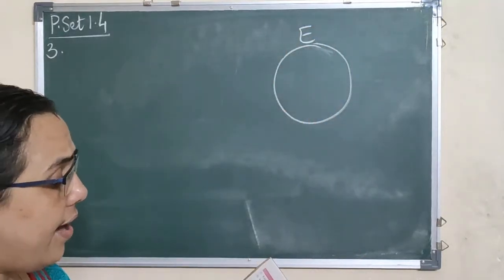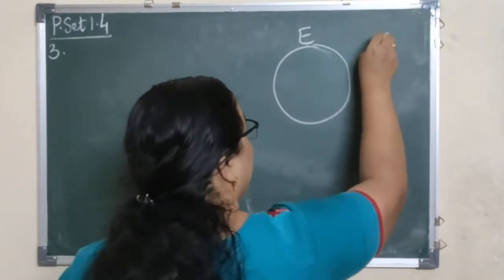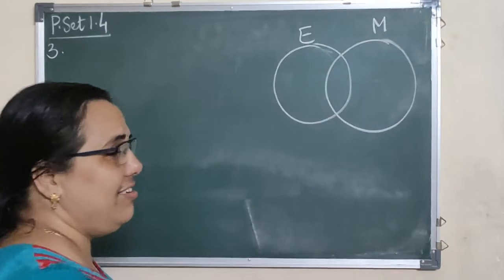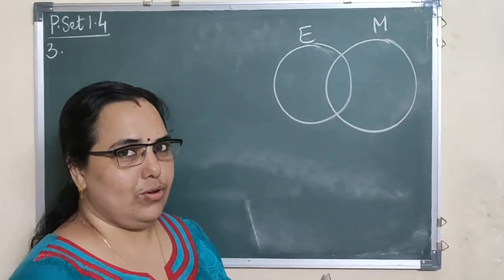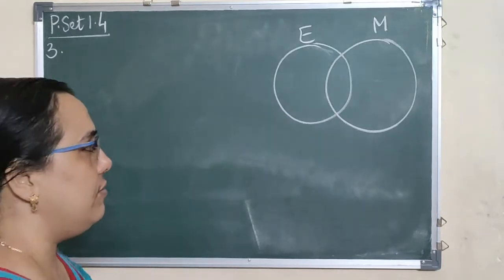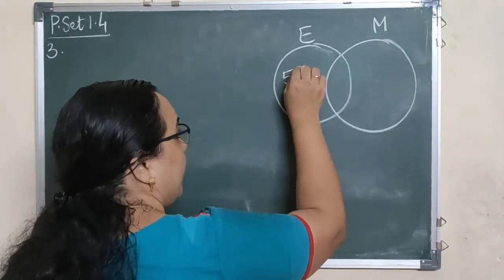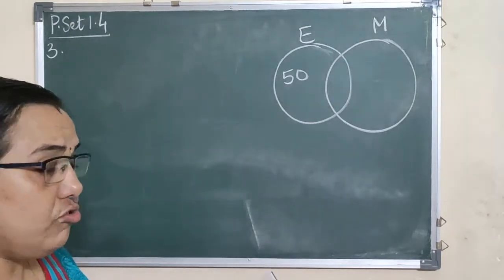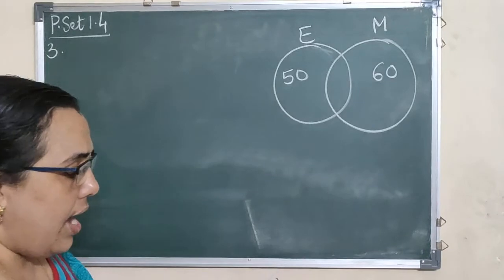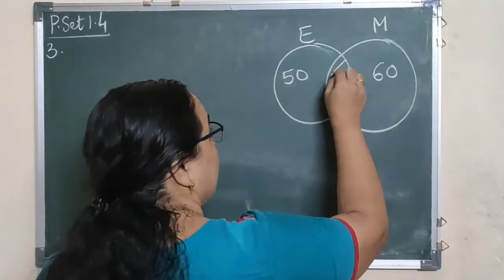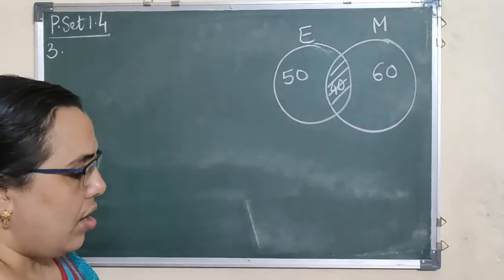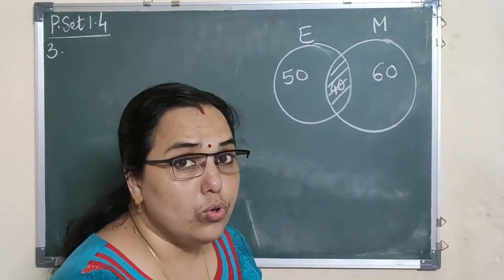English and mathematics. Maybe the mathematics circle has become bigger because it's my favorite subject. So here you have 50 students who passed in English, and next 60 students passed in mathematics, and 40 passed in both. None of them failed in both the subjects.